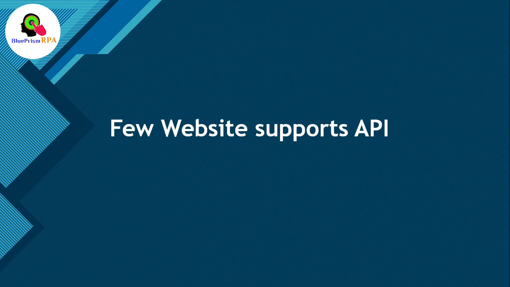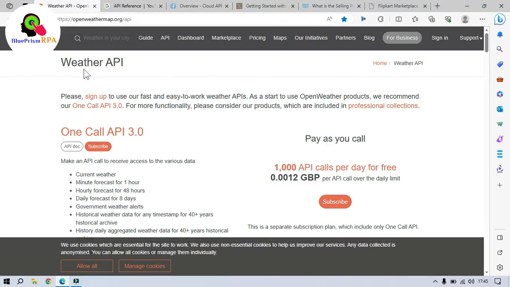Now let me show you a few websites which support API. You can see this is Weather API website, openweathermap.org. So using this Weather API, we can get the current weather. So this is the data that we can access from this Open Weather API.